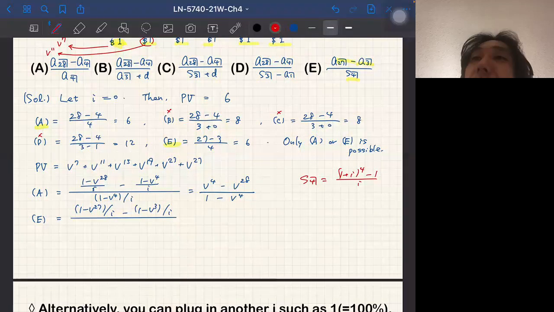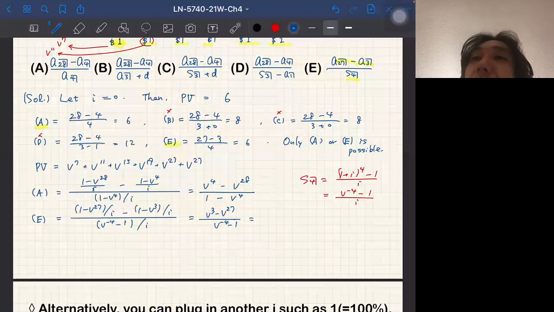So this is the formula. This is equal to, actually, 1 plus i is v inverse. So that means v to the negative 4th power minus 1 over i. So this becomes v to the negative 4 minus 1 over i. The i's cancel anyway, and maybe we can simplify a little bit, and v cubed minus v to the 27 over v to the negative 4 minus 1.